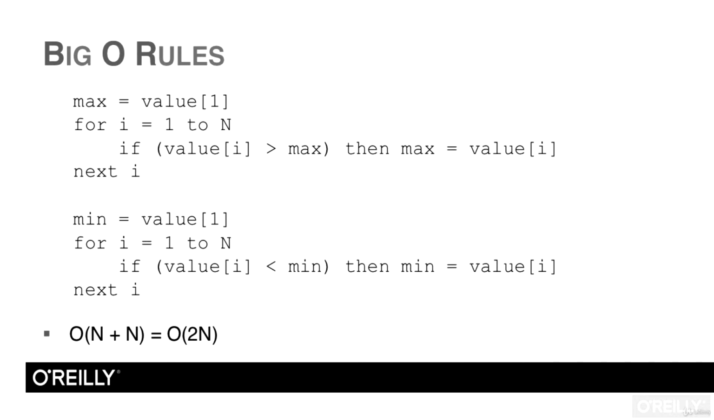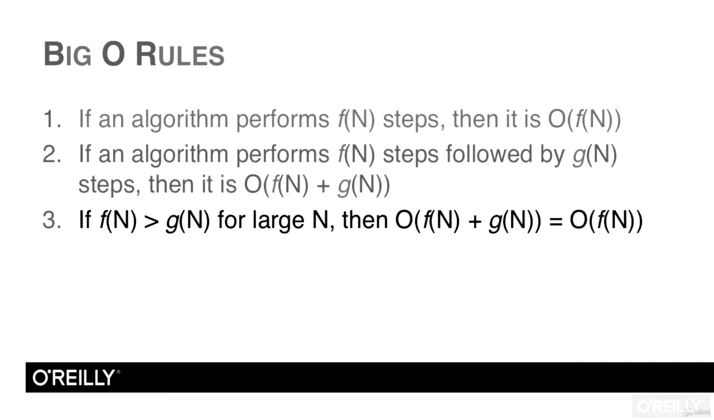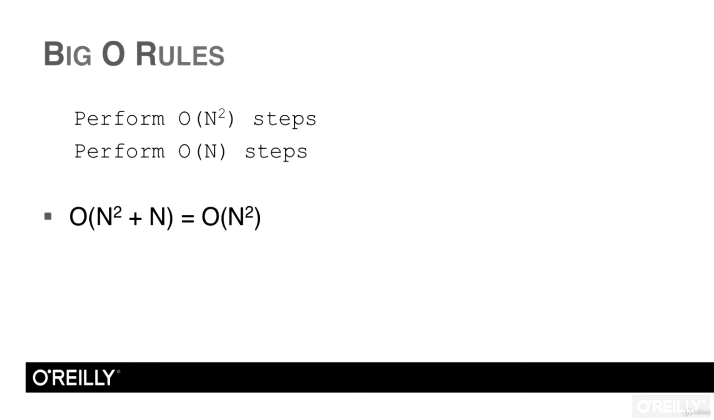If the algorithm performs some steps followed by some more steps, you can add the behavior of the two sets of steps. The third rule says, if the function f is larger than the function g for large problems, then you can simplify f plus g to be just f. Basically, this says you can round up. Because f is larger than g, eventually the function f will dominate the runtime, so you could ignore g. For example, suppose an algorithm performs order n squared steps followed by order n more steps. The function n squared is bigger than the function n for large n, so this algorithm's performance is order n squared.